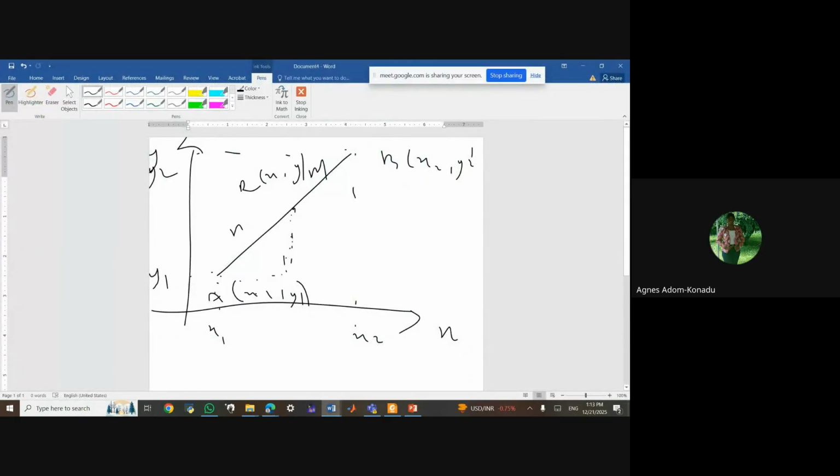Okay. So I want to look at the final division of the line A and B and the ratio N to M.